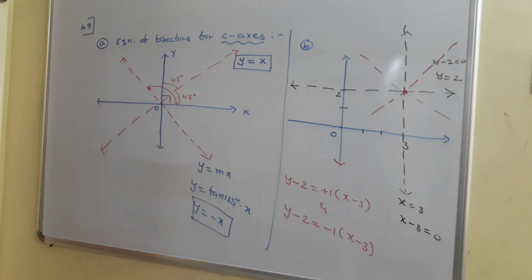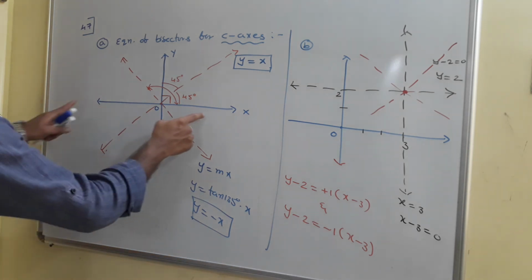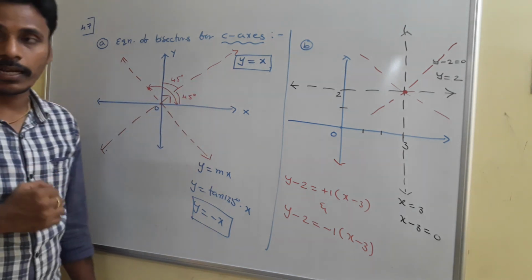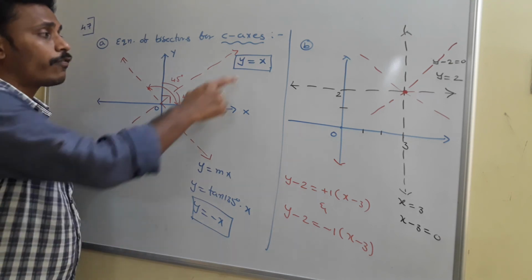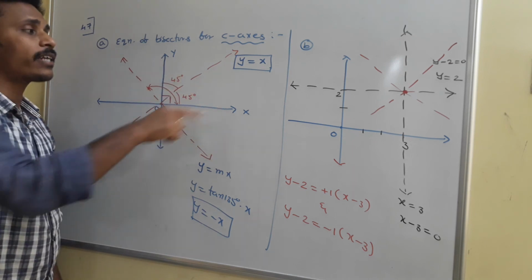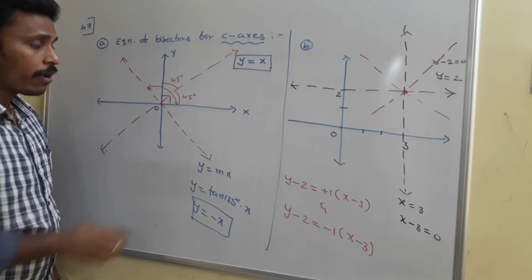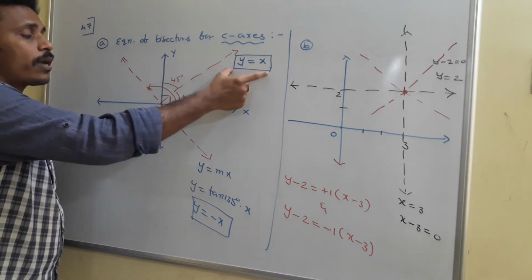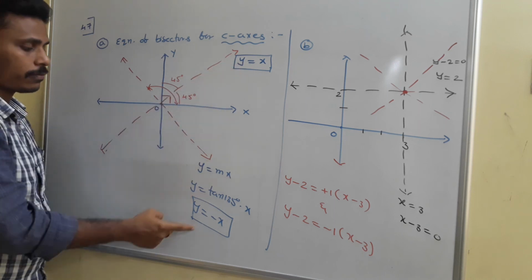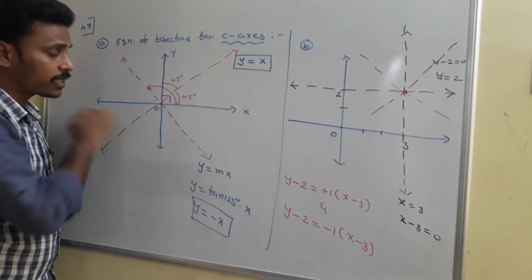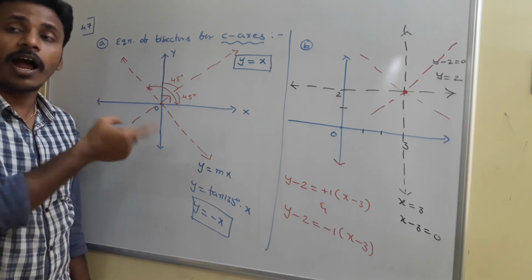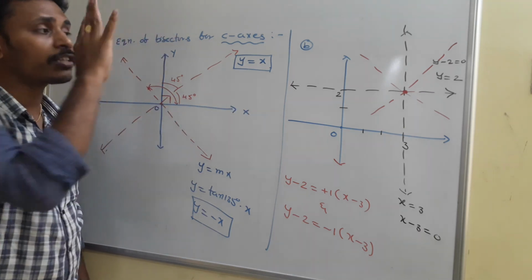One more point I need to note actually. For the x-axis and y-axis, y equals x and y equals minus x are the bisectors. And in the same way, for y equals x and y equals minus x, the coordinate axes also act as bisectors. I am repeating: for the x-axis and y-axis, y equals x and y equals minus x are the bisectors. And for these two lines, y equals x and y equals minus x, the x and y axes act like bisectors. For these two those are bisectors and for those two these are bisectors.